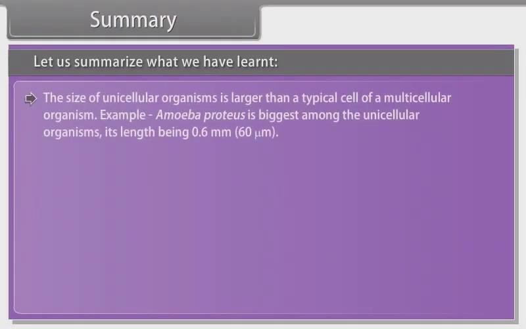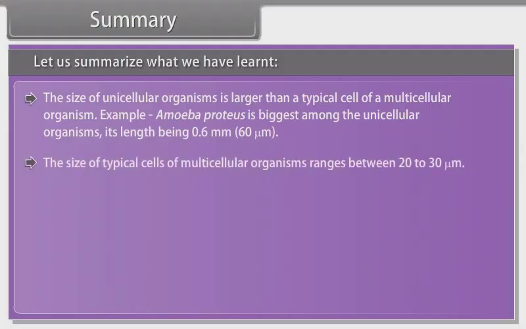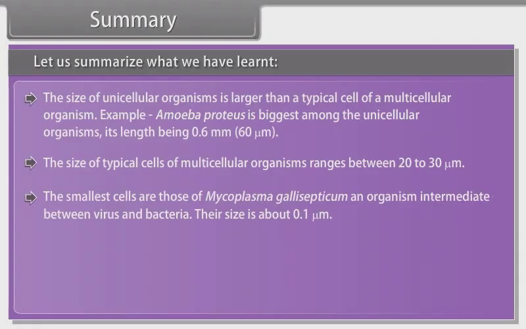The size of unicellular organisms is sometimes larger than a typical cell of a multicellular organism. Example, Amoeba proteus is biggest among the unicellular organisms, its length being 0.6 millimeter, that is 600 micrometer. The size of typical cells of multicellular organisms ranges between 20 to 30 micrometer. The smallest cells are those of Mycoplasma gallisepticum, an organism intermediate between virus and bacteria. Their size is about 0.1 micrometer.